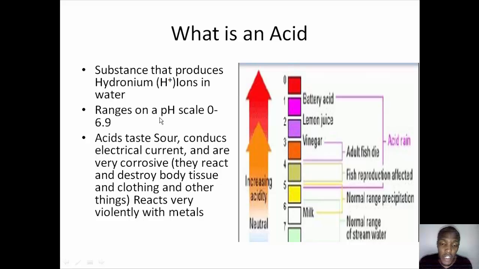And it ranges on the pH scale of 0 to 6. From here, these first boxes are 0, 1, 2, 3, 4, 5, 6. These first 6 boxes represent the acids. And acids taste sour. They conduct electrical current, and they are very corrosive. They react and destroy body tissue and clothing and other things. And they react very violently with metals, especially the stronger acids. The stronger the acid, the worse it acts with metals.